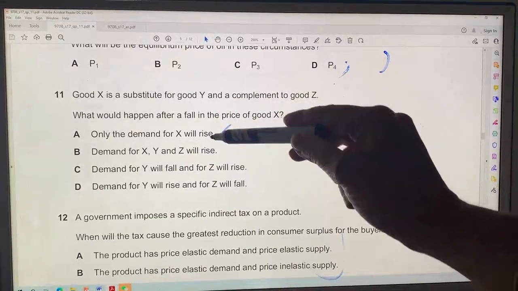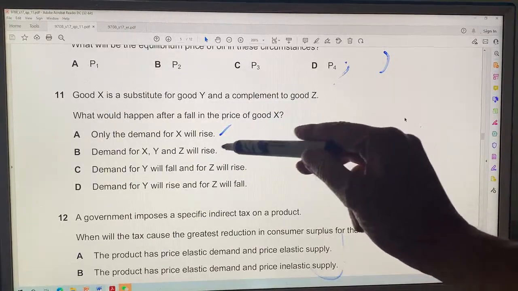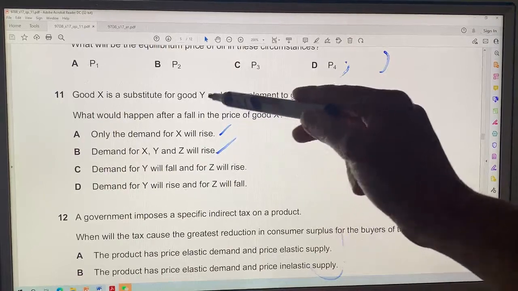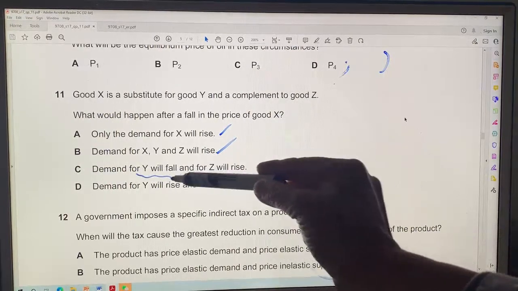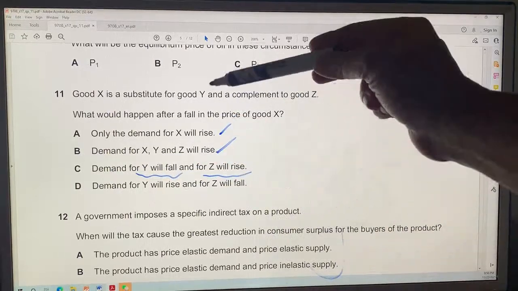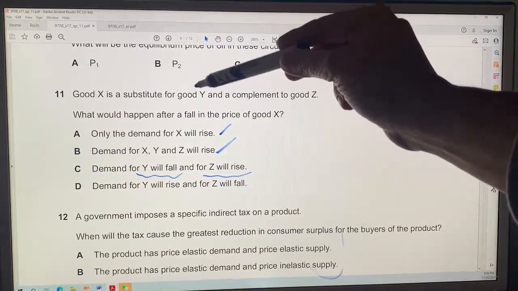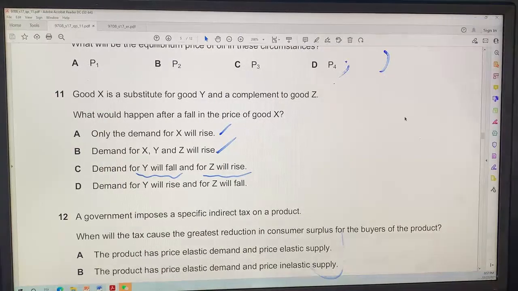This is not true. It will affect the complements and substitutes. B says demand for X, Y, and Z will rise. That cannot be true. Good Y, the demand for good Y will fall, yes, and for Z will rise. Demand for good Y will fall because good Y is a substitute for X, but the price of X fell. So some people who bought Y, now they'll buy X. And Z is a complement, so lower prices for X, more demand for Z. So C is the answer for 11.